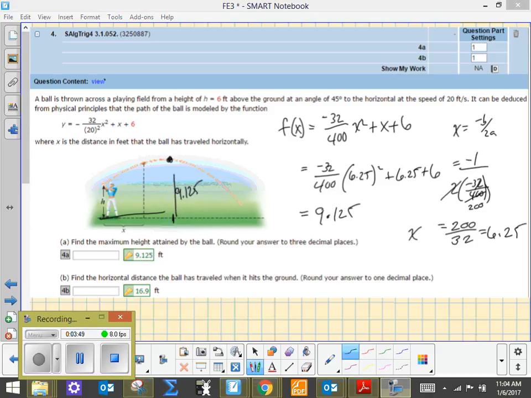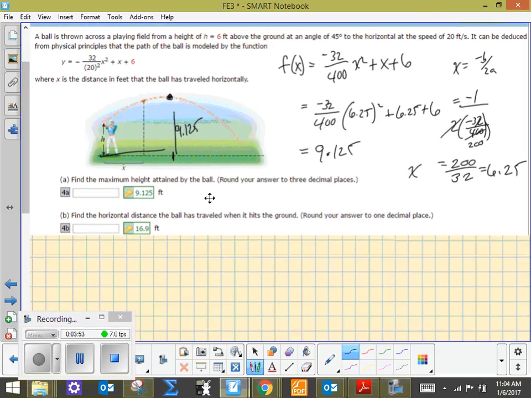Now it has to find the horizontal distance the ball has traveled when it hits the ground. Well, when it hits the ground is another way of saying the y value is 0, so that means x-intercept. So we're taking negative 32 over 400 x squared plus x plus 6 as our function.